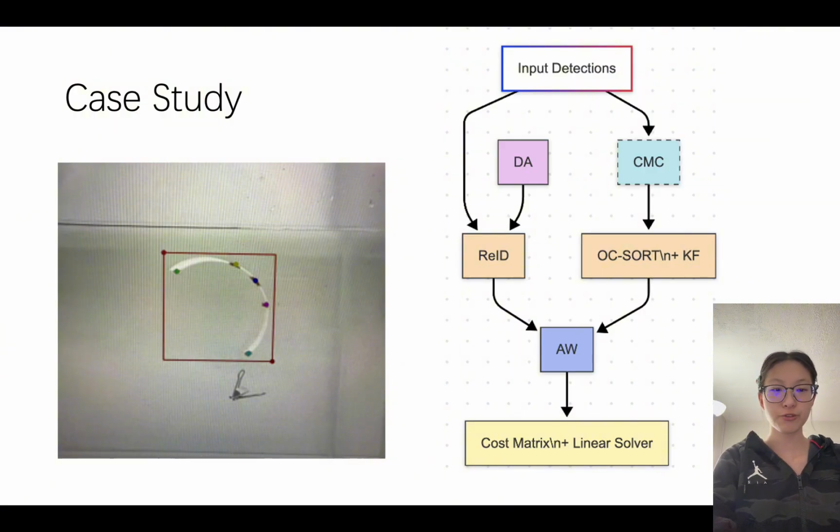The tracking itself follows a tracking-by-detection framework, similar to StrongSORT. Motion prediction is handled using OC-SORT with a Kalman filter, which predicts the object position in the next frame. Finally, the system builds a cost matrix that combines motion and appearance information. A linear solver is then used to associate detections across frames and maintain object identities.